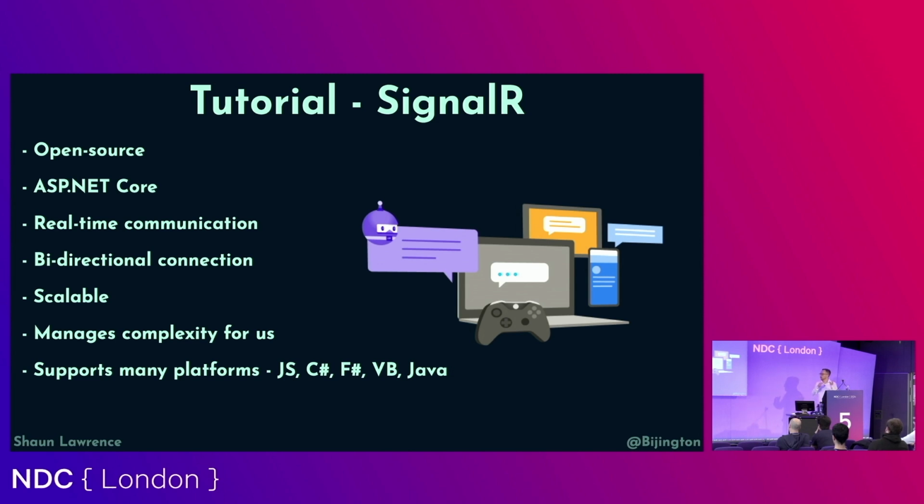By default, it will use WebSockets. If WebSockets is not available on one of the clients, it will then fall back to server-sent events and then back to long polling, and then gracefully fail. And it has a multitude of platforms that it does support. So it is the breadth of .NET, including VB, and then the JavaScript and Java as well.